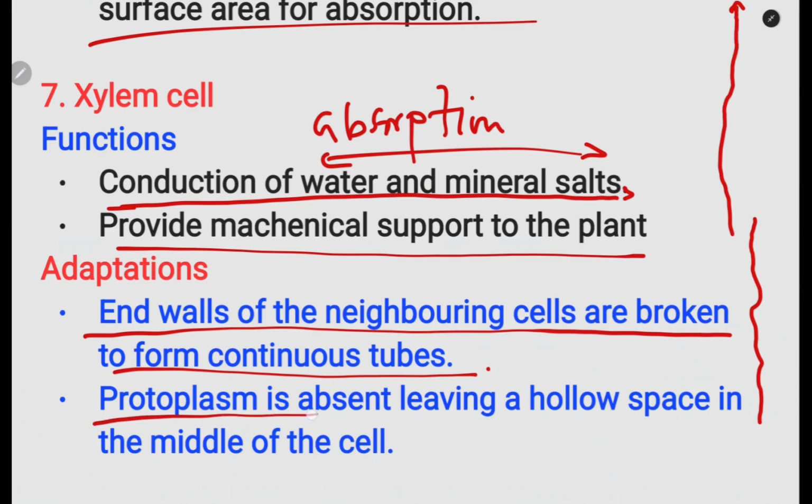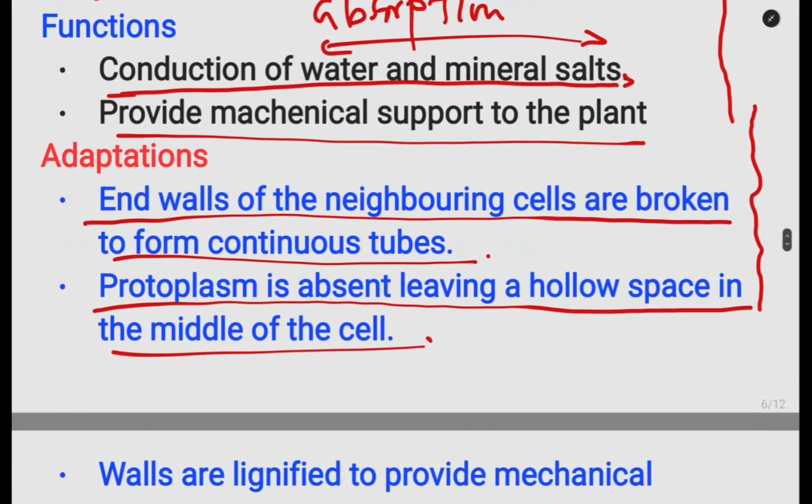The protoplasm is absent, leaving the hollow space in the middle of the cell. It's the same as saying xylems are made up of dead cells, and this hollow that remains is where water moves. So two adaptations of the xylem so far: end walls of the neighboring cells are broken to form continuous tubes, and protoplasm is absent, leaving the hollow space in the middle of the cells.